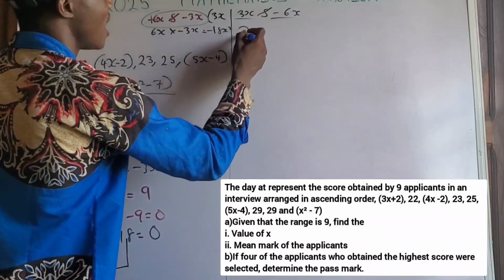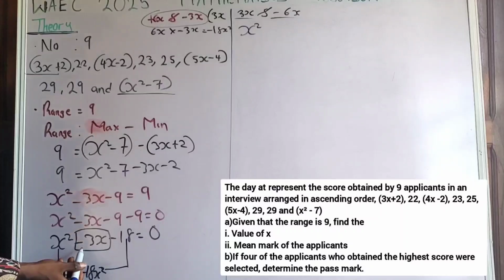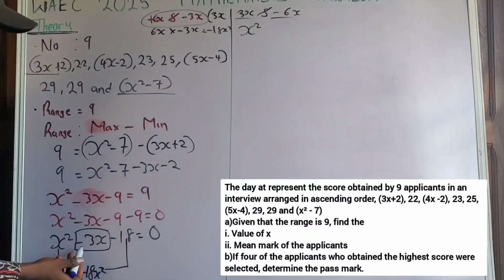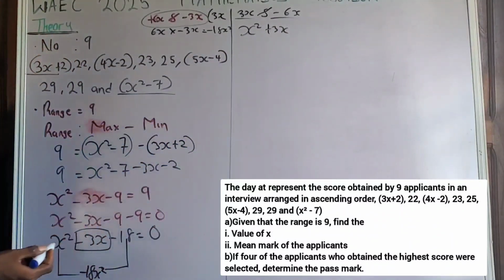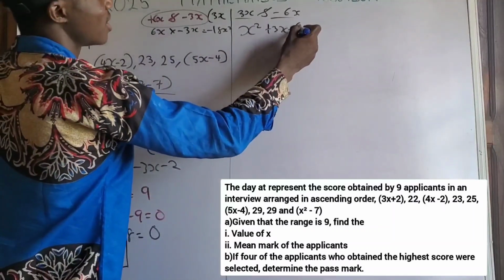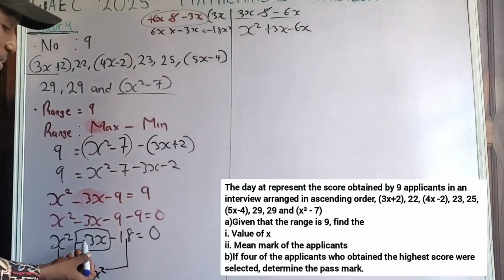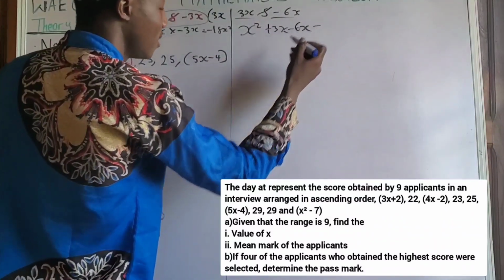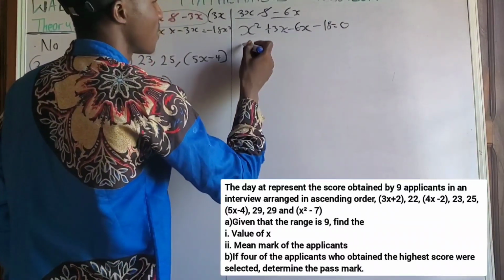So I'm going to have x squared. Now, the next step is that we have to replace minus 3x with plus 3x and minus 6x. You understand? Don't forget that plus 3x minus 6x will give us what? Minus 3x. So, in that case, we replace minus 3x with plus 3x minus 6x. Do you get it? Then minus 18. Okay? Minus 18 equals 0. Okay? x squared.